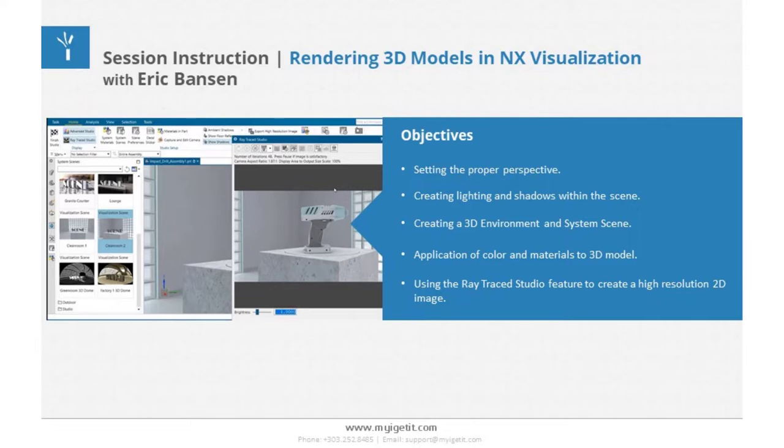This is intended to provide the user with the basics of digital image rendering in order to create a photorealistic image. The things we'll be talking about today are setting the proper perspective, creating lighting and shadows within the scene, creating a 3D environment and system scene, application of color and materials to a 3D model, and basically putting it all together using the Raytrace Studio feature to create a high-resolution 2D image. So let's go ahead and begin with setting proper perspective.